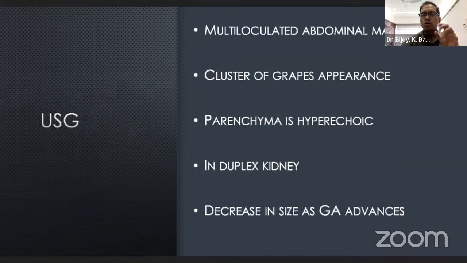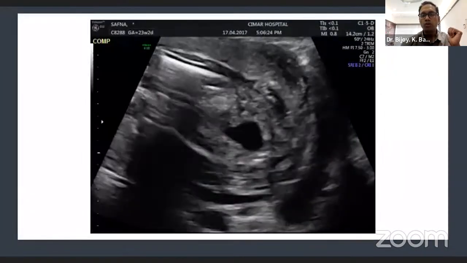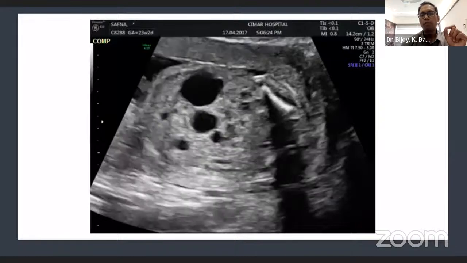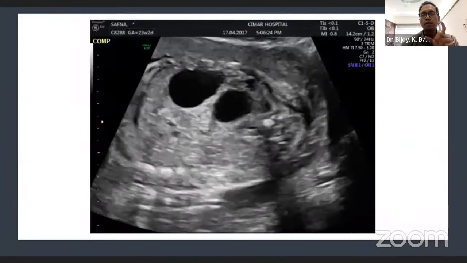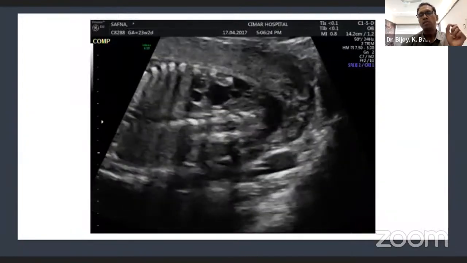So on ultrasound, you will see a large abdominal mass that is cystic. It will look like a collection of grapes, and there will be no connection between these cysts. And sometimes it may be present on top of a normal functioning duplex kidney, creating a confusion as to whether we are looking at an abnormal mass rather than an MCDK. Now, it's important to understand that the hallmark appearance of MCDK separates it out from other cystic renal diseases.